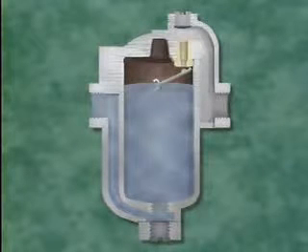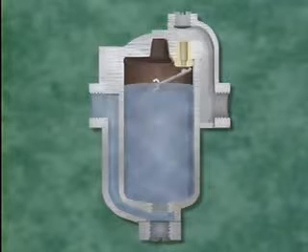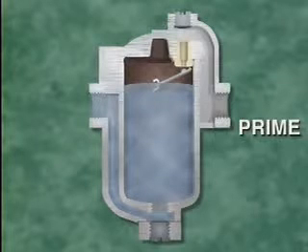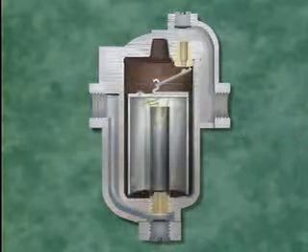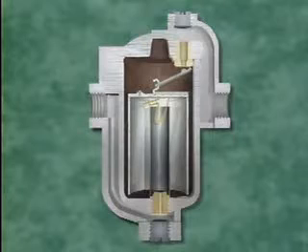During proper operation of the trap, the casing is filled with condensate to a level that's just above the top of the bucket. This level of condensate is called the prime. The prime provides a water seal that prevents live steam from escaping the trap under the bucket. At startup, the bucket, which we've cut away, rests at the bottom of the casing, and the trap valve is fully open.